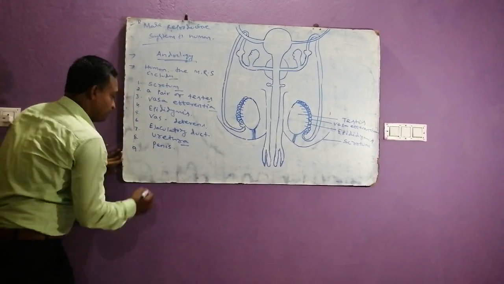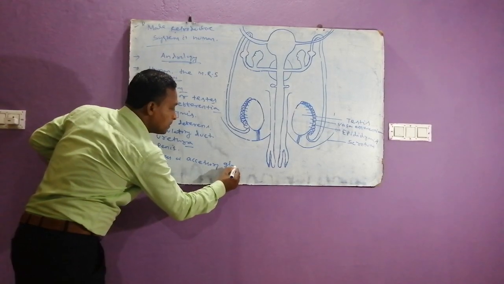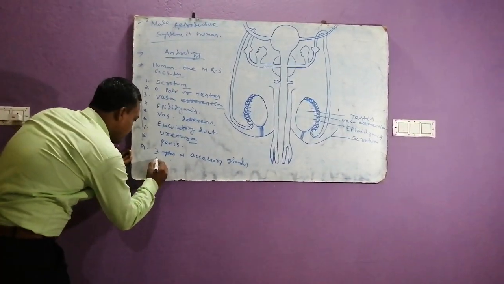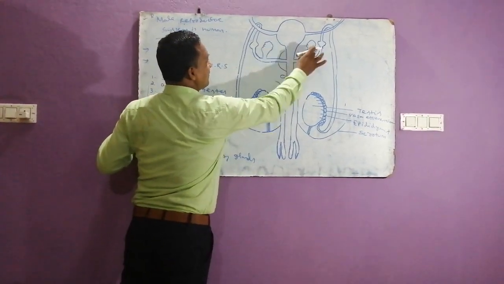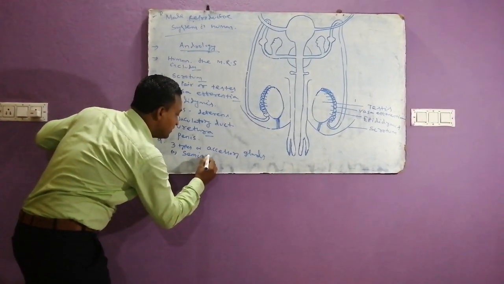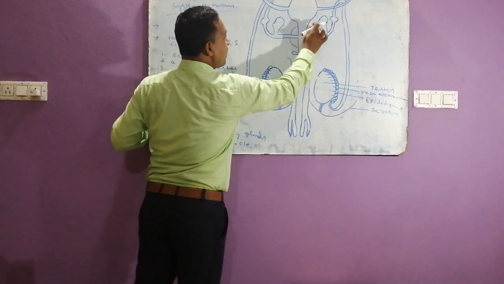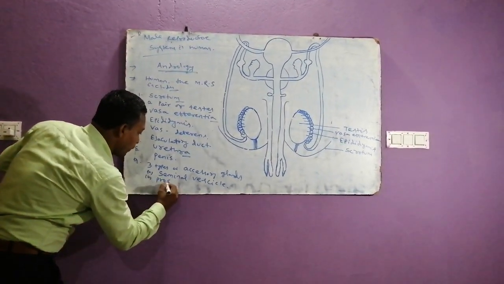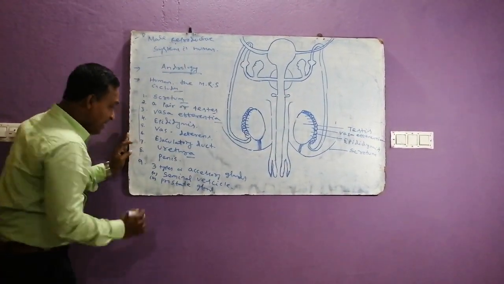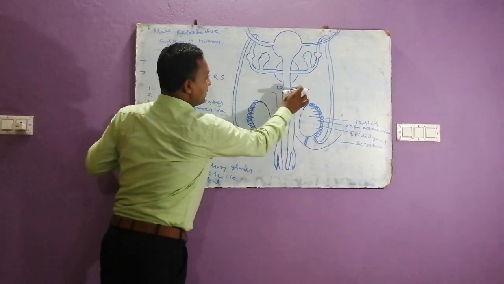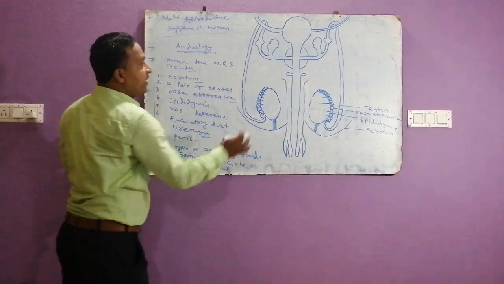And apart from that, three types of accessory glands. Which ones? The first one, this one, is called seminal vesicle. Another gland that is found is called prostate gland. And the final one, this one and this one, we can call that Cowper's gland.